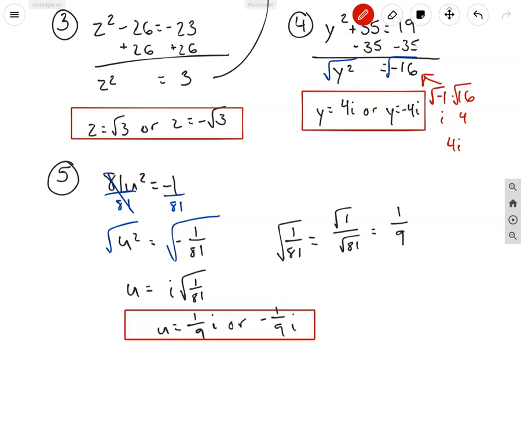Not the easiest topic, just because you have to remember imaginary numbers and you have to know how to square root and how to solve equations. But it's doable.